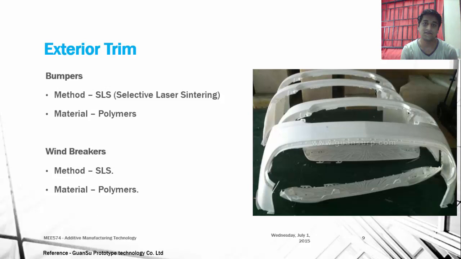So now we will go over some major areas of applications which are possible in the automotive industry. First one is exterior trim, that is some parts which are used on the exterior of the automobile. These include bumpers, windbreakers, etc. In bumpers, usually SLS is used, selective laser sintering. The material used is usually polymers. Then next is windbreakers, for which also SLS and polymers are used. Windbreakers are nothing but spoilers, we can say, which are used in front and rear of the automobile.